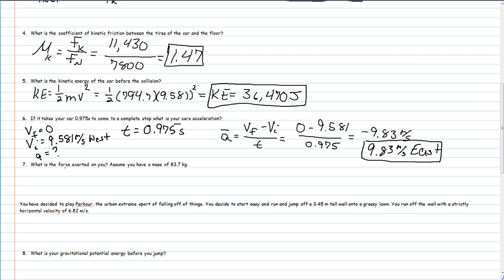And then the last one for this scenario is, what is the force exerted on me? Well, in this case, if I'm attached to the car, I'm going to have the same acceleration as the car. So that means my acceleration is going to be 9.83 meters per second squared east. So let me fix that up here. And I want to know my force that's on me. And so using Newton's second law, F equals ma. Well, my mass is 83.7 kilograms. My acceleration is 9.83 meters per second squared. And I get 823 newtons pointed to the east.